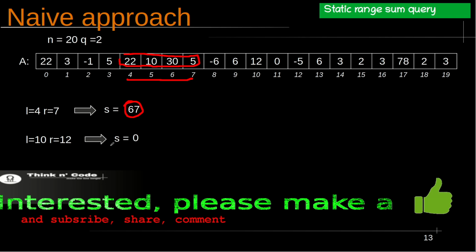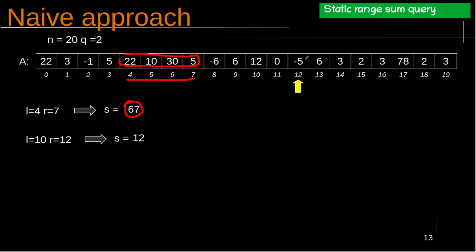S is equal to 0 first. At position 10 we have 12, so we add 12 to 0. On position 11 we have 0. We add 0 to 12 to remain 12. And finally at position 12 we have minus 5. Minus 5 we add to 12, it becomes 7.